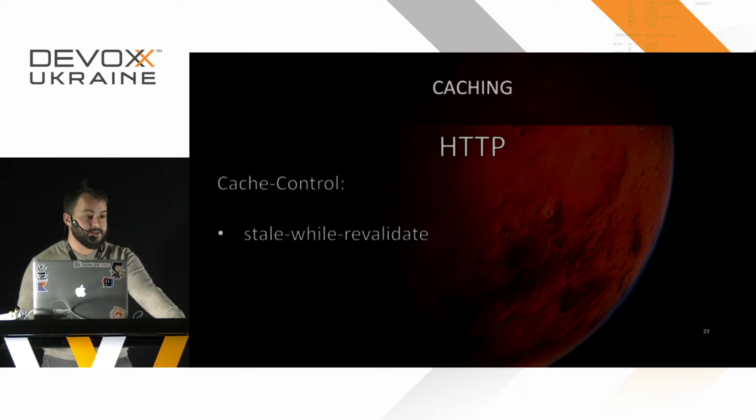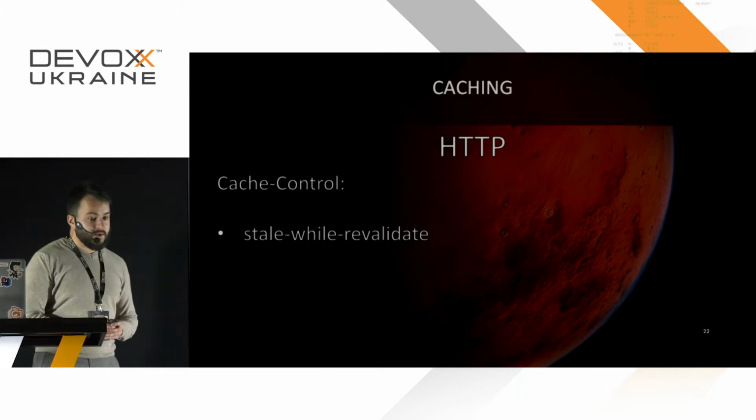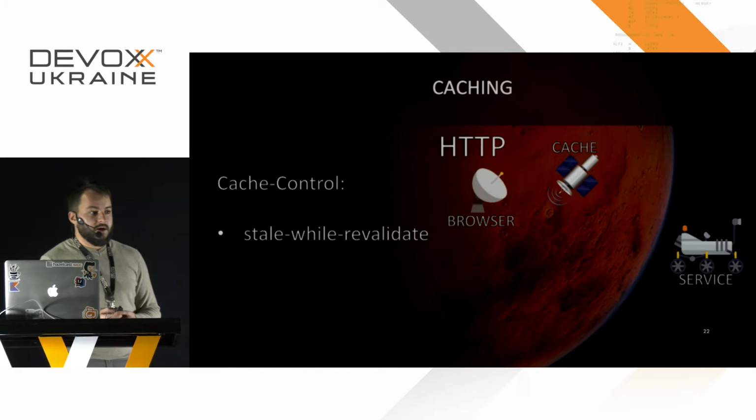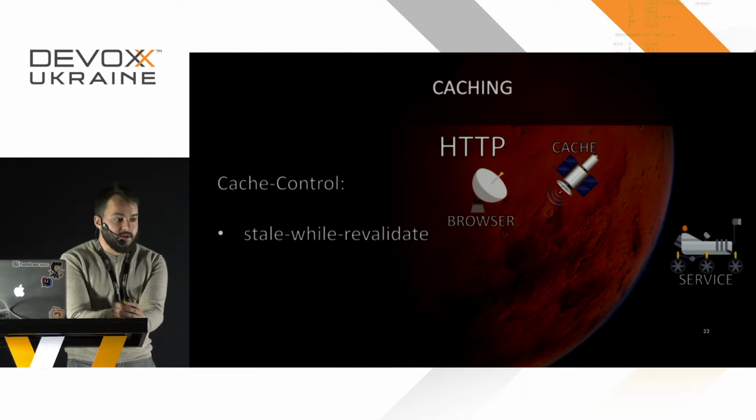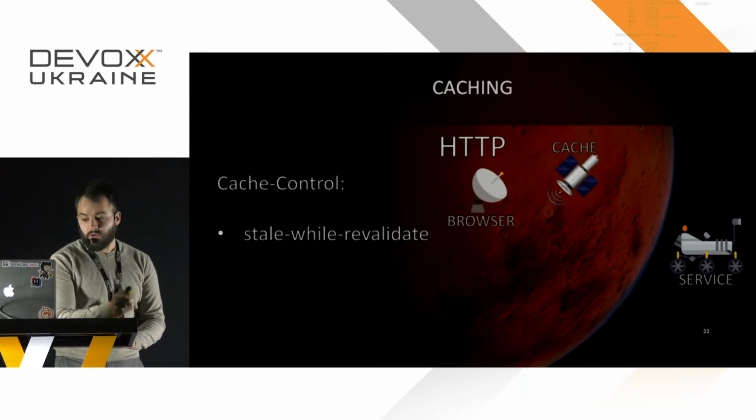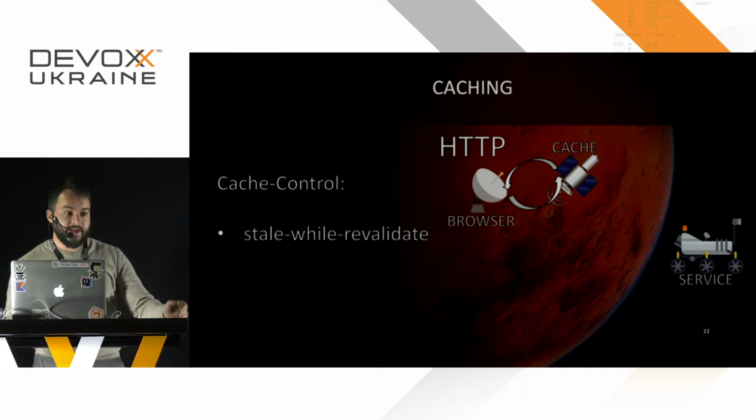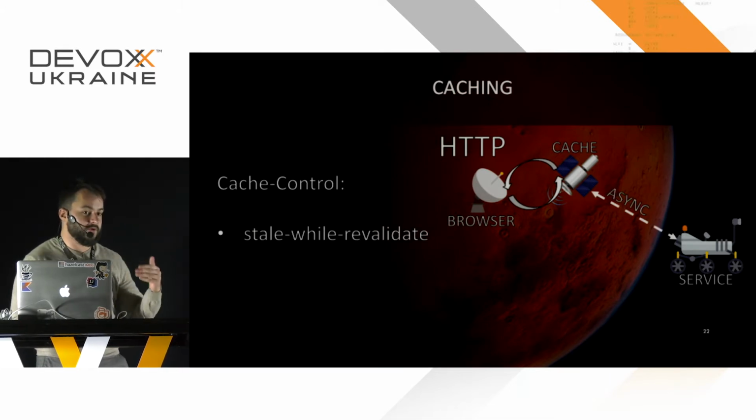And I want to talk about two specific options. First option is stale-while-revalidate, that you could set for the Cache-Control mechanism. What does it mean? It means that if you have some cached result, and you know that this request could take a while, you can get the stale cached result and send another asynchronous request to update the value in the cache.